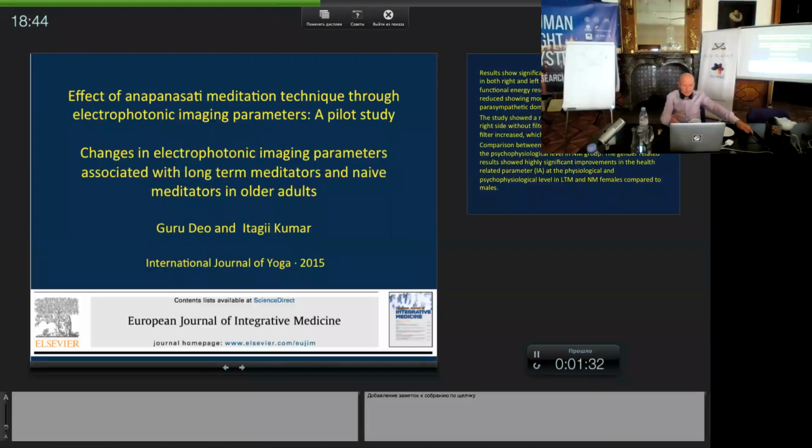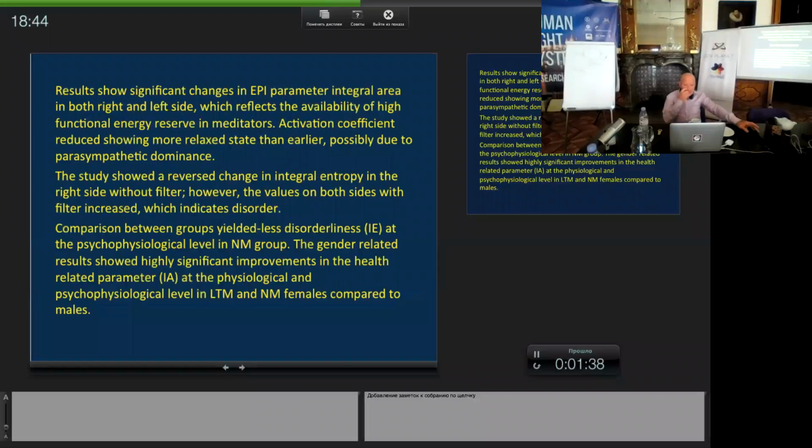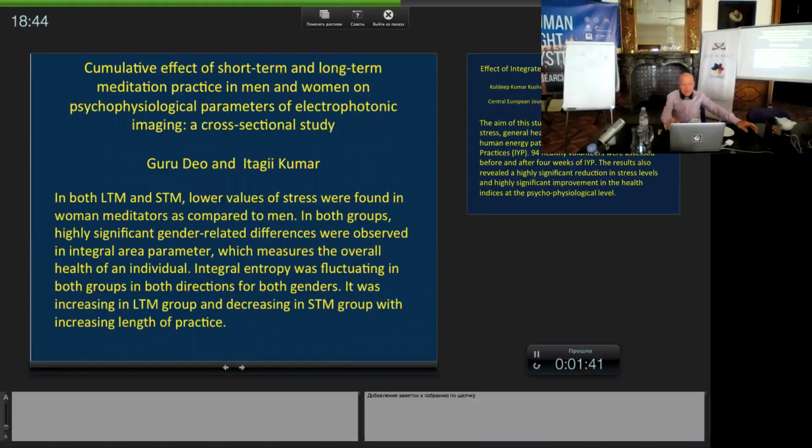And then in India, they published a lot of papers on meditation. So it is anaparasa meditation. Then short-term, long-term meditation practice in men and women. And they demonstrated here in this paper that it is a much stronger effect on women than on men.